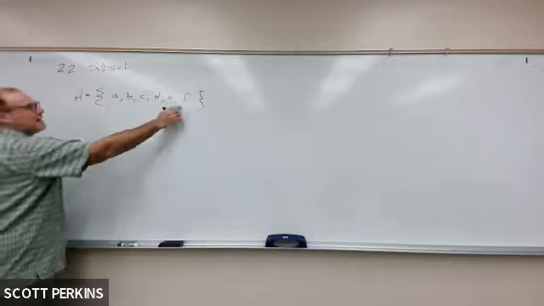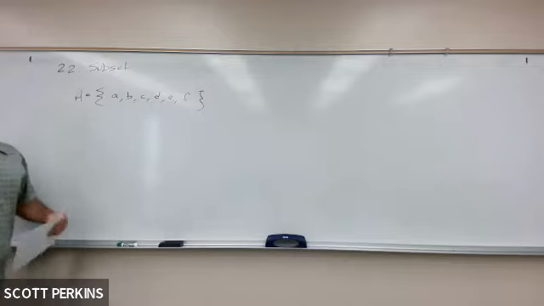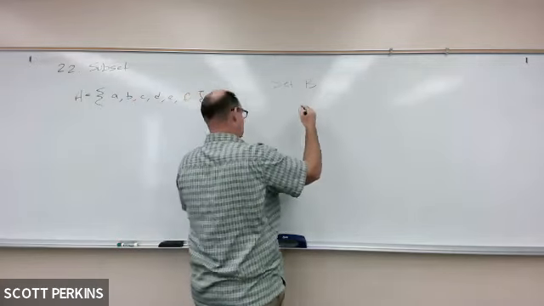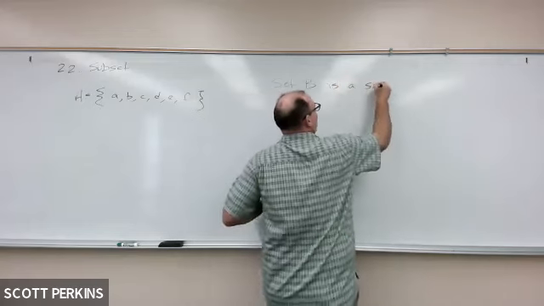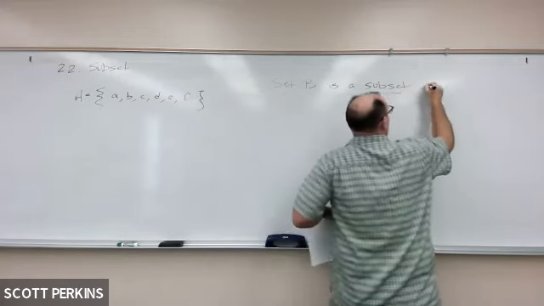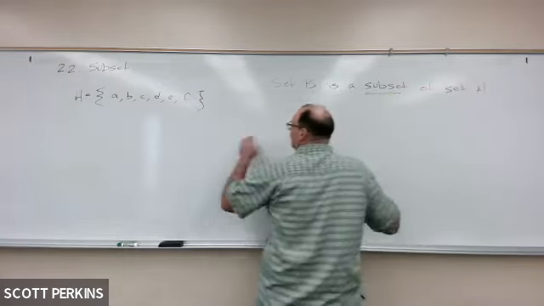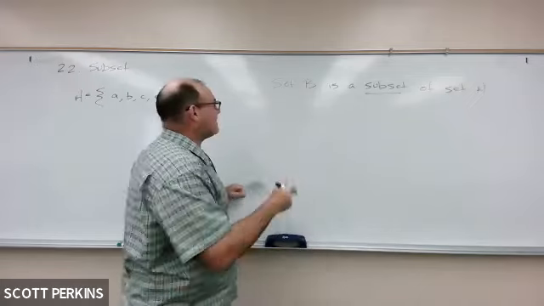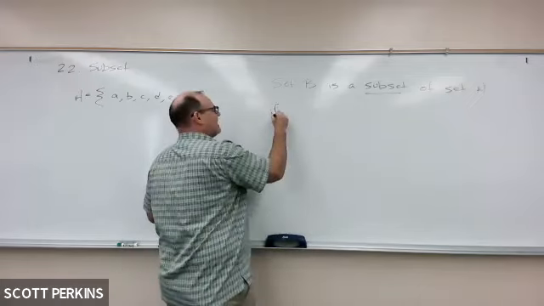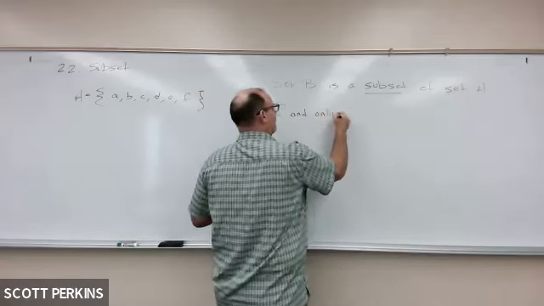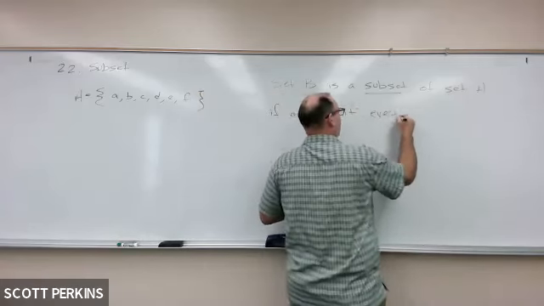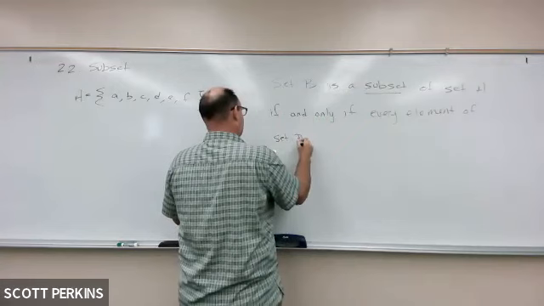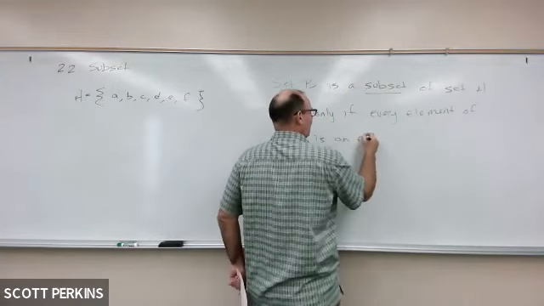So this is my set. This is my set A. Then I can create something called a subset. Okay. Set B, this marker doesn't want to work, is a subset of set A. Okay. So we're going to create some subsets of set A according to the following definition. Set B is a subset of set A if and only if every element of set B is an element of set A.